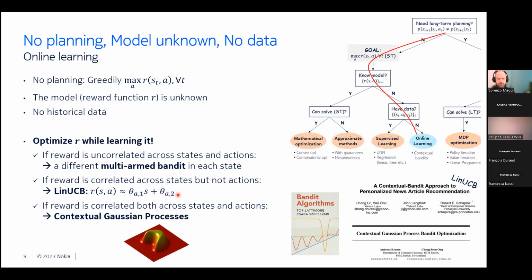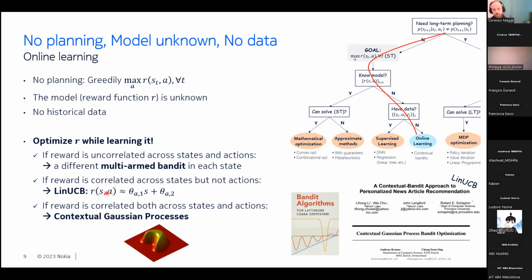If the reward is correlated both across states and across actions, basically we have a smooth function, right? R in both states and action. And then we can go towards, let's say, more fancy stuff. Let's say, for example, contextual Gaussian processes. I basically put for each of these subcases possibly the most representative work in the literature. Still very subjective. Okay.